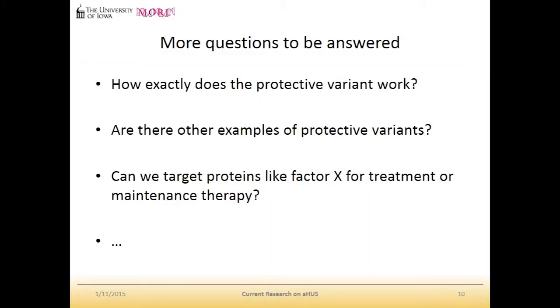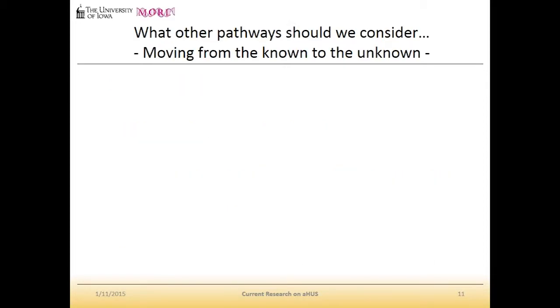We are still working on it. We are trying to find if there are any other examples of this sort of protective variants. And we are still thinking that maybe we can use this type of protein that has those protective variants as a good target for treatment or maintenance therapy. Besides the coagulation pathway, we also expanded our ideas. We want to know if there are any other pathways involved in this disease.